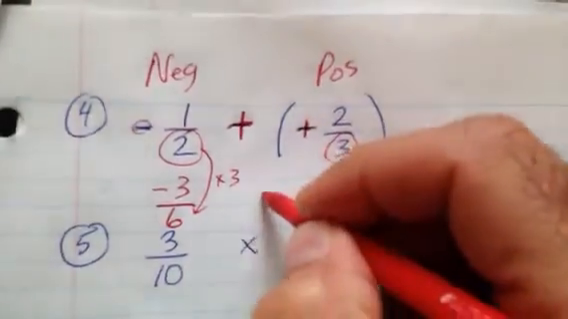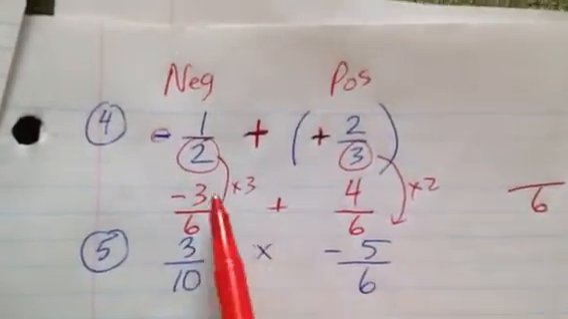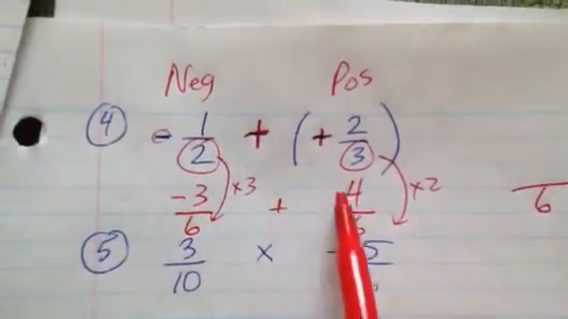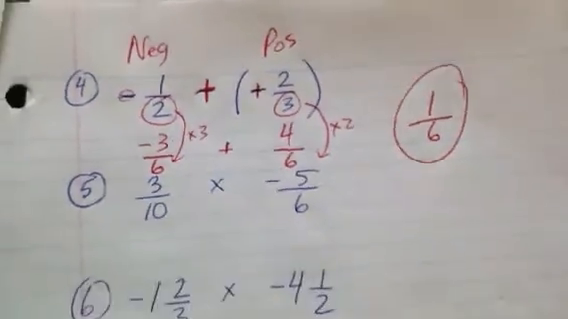So now we add the 2 together. We keep the same bottom number, which is a 6. Now we add the two top numbers, negative 3 added to 4, and that's positive 1. So the answer is positive 1/6, or 1/6. Okay.